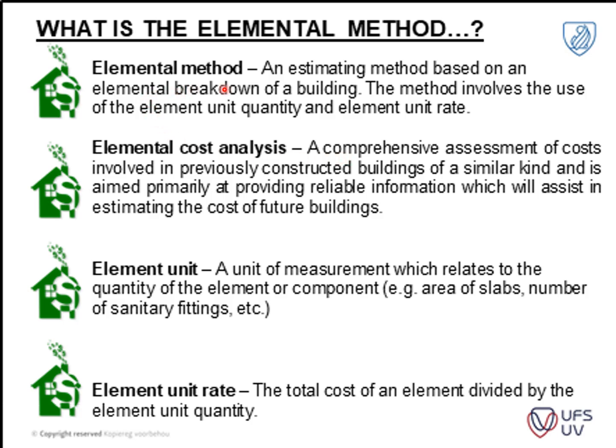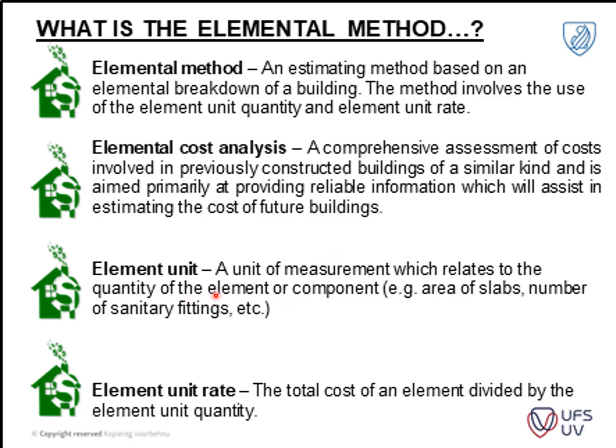So your elemental method is an estimation method based on an element breakdown of the building. The method involves the use of the element unit quantity and element rate. So this is basically information that you already should understand. Your elemental cost analysis is a comparison assessment of cost involved in the previous construction of buildings of a similar kind, and it's aimed primarily at providing reliable information which will assist in estimating the cost of future buildings.